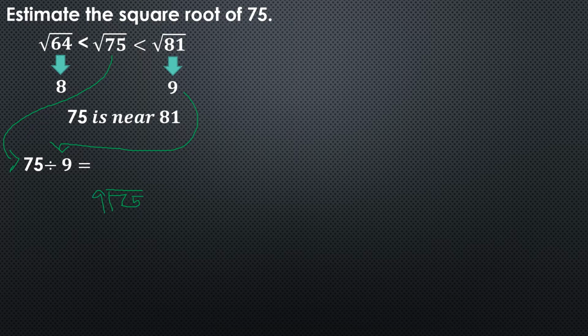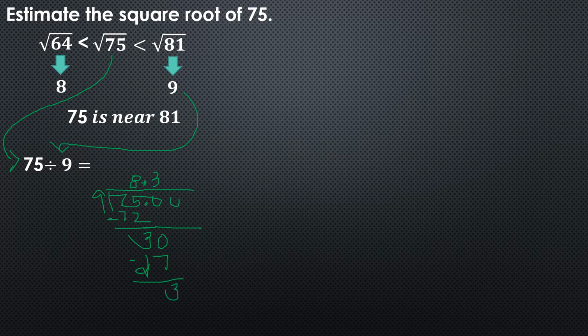75 divided by 9 is 8. 8 times 9 is 72. Then you subtract, it will give us 3. Then you add a decimal point and 0. Bring down 0. 30 divided by 9 is 3. 3 times 9 is 27. Subtract. So the difference is 3.